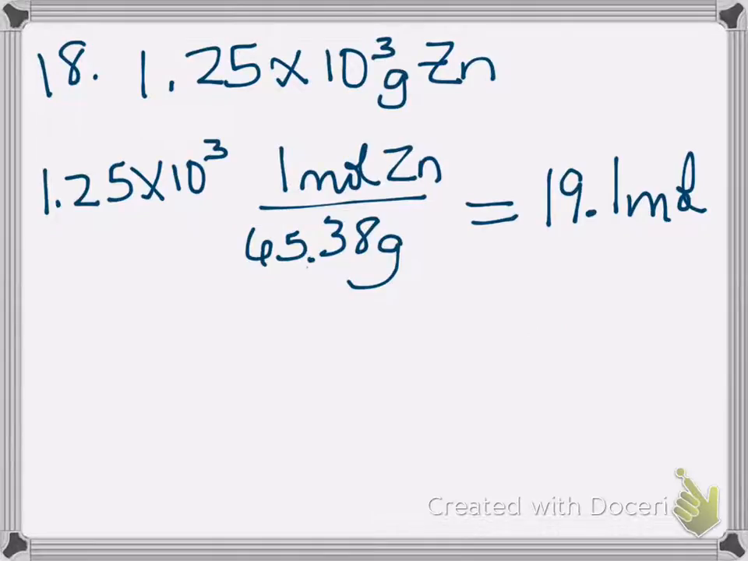All right, 18. 18 says convert each mass to moles. Express the answer in scientific notation. So we're going to start off with a mass here, grams, and we need to give it in moles. So 1.25 times 10 to the 3rd grams of zinc. We put that down here first. We multiply it by 1 mole of zinc, which weighs 65.38 grams. Here we're going to be able to cross out grams. We're left with moles. We divide and end up with 19.1 moles of zinc.